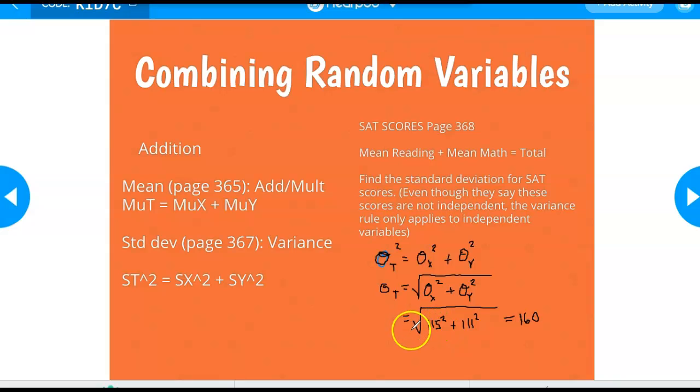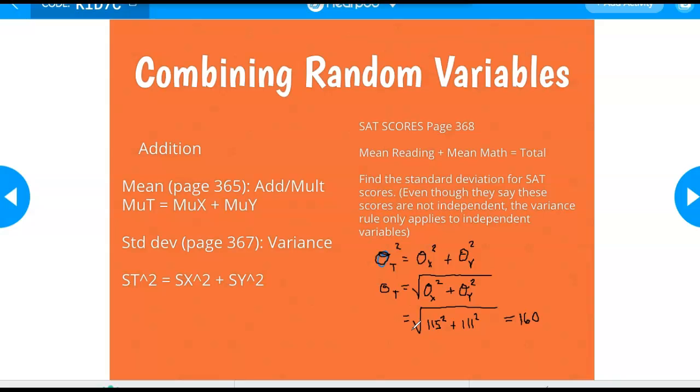Standard deviation for the math score was 115. Standard deviation for the reading score was 111. So the combined standard deviation would be 160. So if you look at overall, the mean is 1,026 with a standard deviation of 160. And there's Pete's and Aaron's Jeep Tours. I'd encourage you to read that example on page 368 when we sign off.